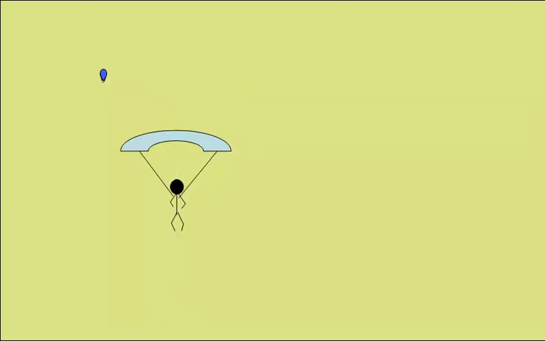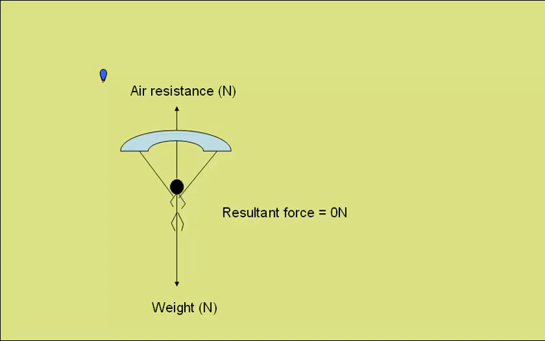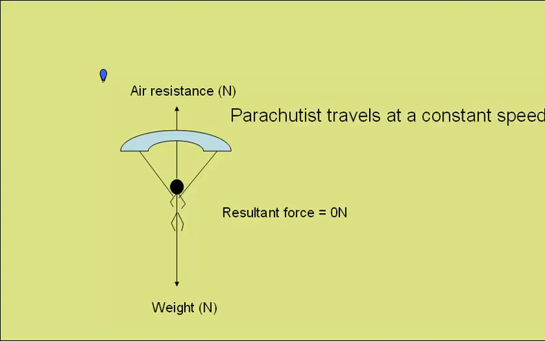Later still, and again the weight has not changed, but now the speed is even lower, and so the air resistance now again equals the weight. There is 0 resultant force, and the parachutist travels at a constant speed again. Only this time, with the parachute open, it will be a much lower constant speed than it was before. This again is a terminal velocity, but at this speed the parachutist is able to land safely.